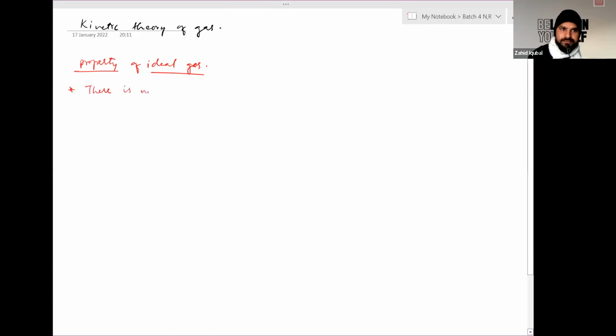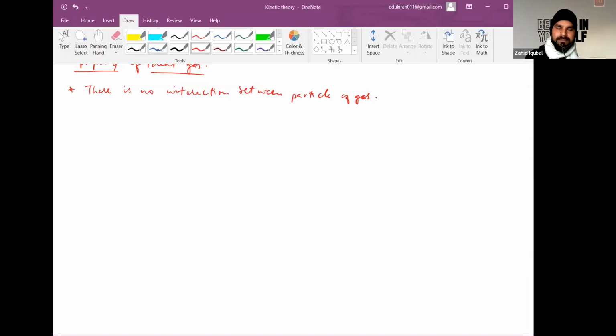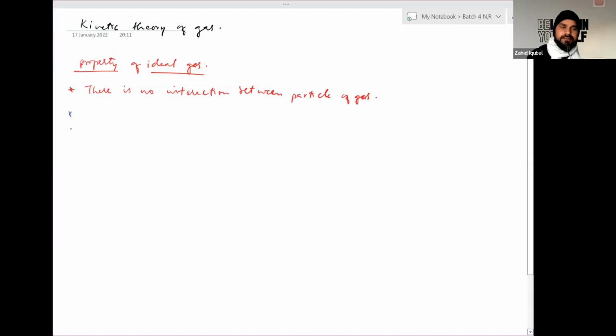So the first property is that there is no interaction between particles of gas. Each particle will act or behave independently. Next, they will move at the same velocity along all different coordinate axes. It means velocity along the x-axis, y-axis, and z-axis will be the same.